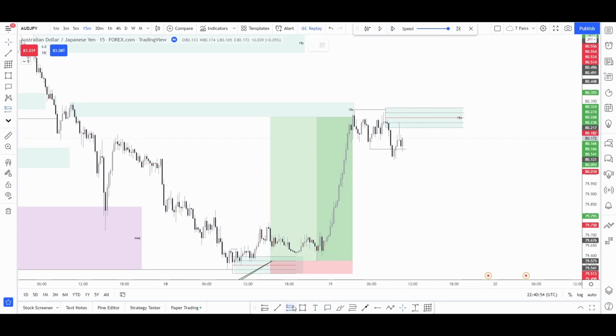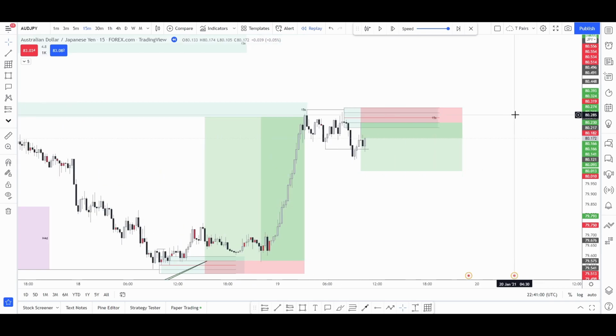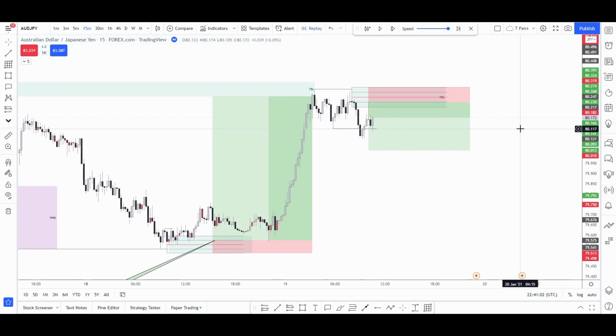Oh, I forgot to put this on. And we get tagged. Okay, cool. Not overly confident with this, because where's it going to go back to? Well, I do say it's usually 50% of the imbalance. So let's just aim for that.